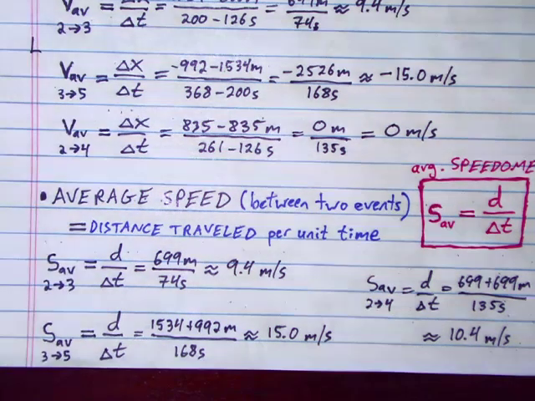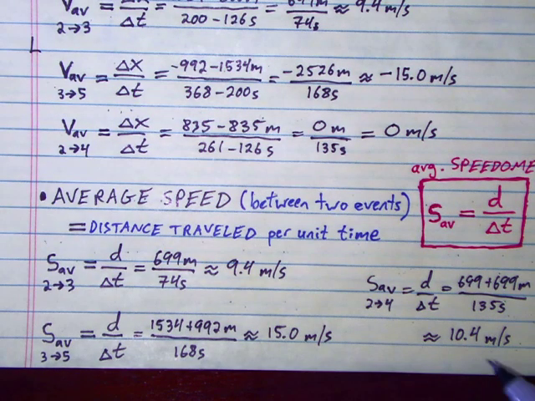Okay, well, actually, your speedometer in your car doesn't say meters per second. It says miles per hour. And we want to have a sense of, well, how fast is 10.4 meters per second? How does meters per second compare to miles per hour? So you need to do a conversion.